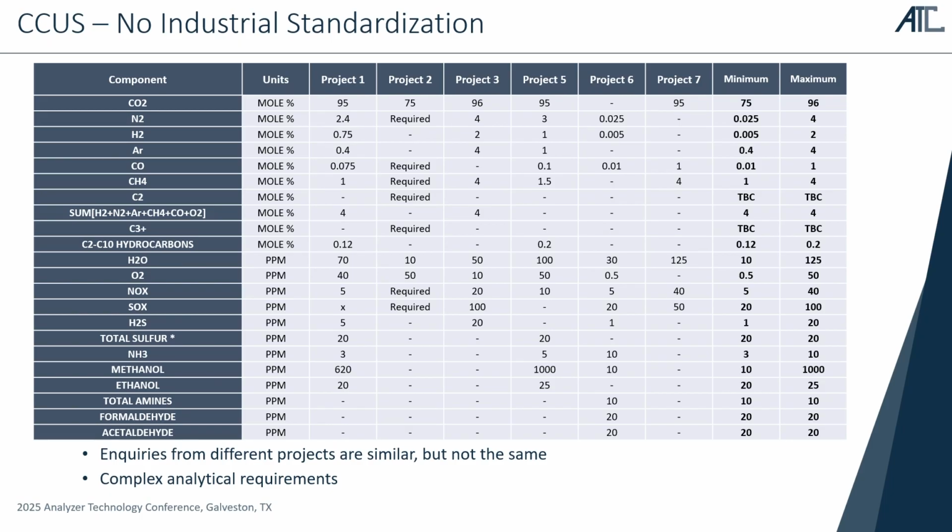There are some commonly requested components, things like CO2, nitrogen, moisture, but taking moisture as an example, you can see in one project it's a 0 to 10 ppm range and a 0 to 125 ppm range in another. And these complex requirements come from the different capture technologies that are being used, as well as the different measurement points within the CCUS value chain. So we tend not to see two applications as being the same.